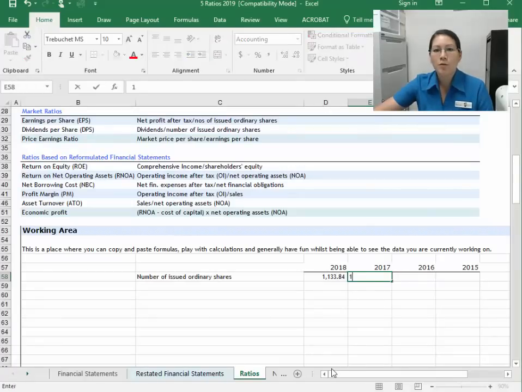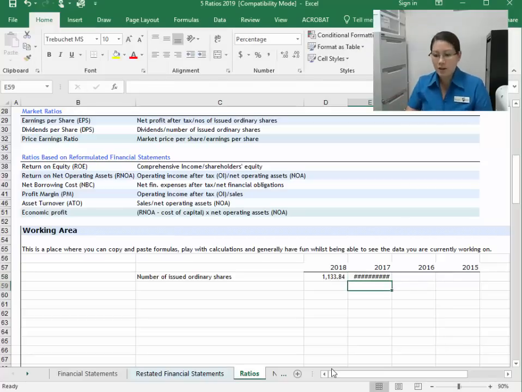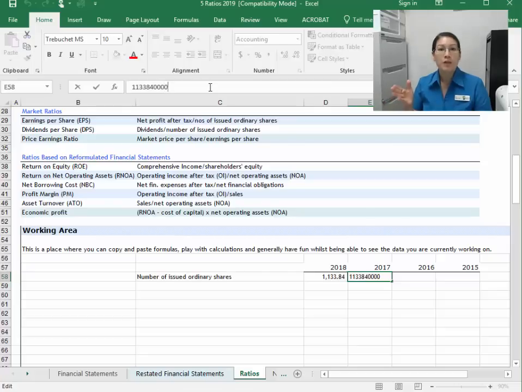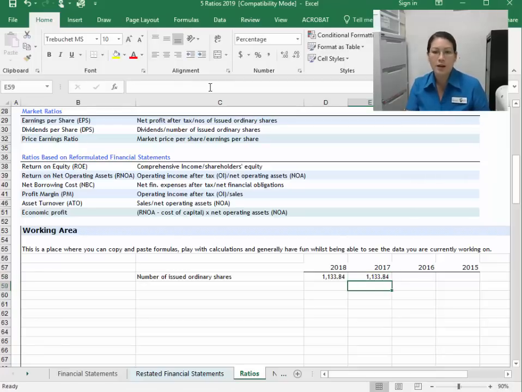So I could write in 1,133,840,000 to add in the thousands, and then I could say, well, I know that figure needs to be expressed in millions. So I could, a million has 6 zeros, so I could go back 1, 2, 3, 4, 5, 6, and then put a decimal point in there, and then hit enter as well. So I can do it that way.